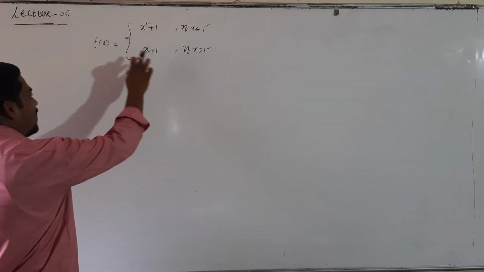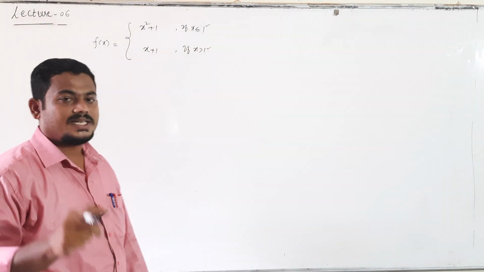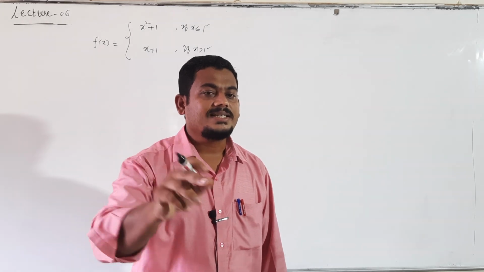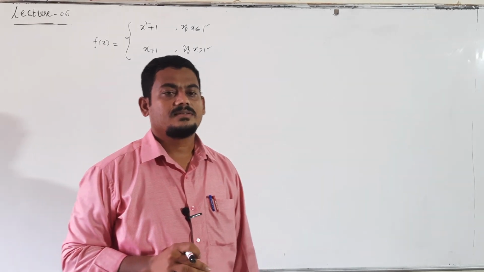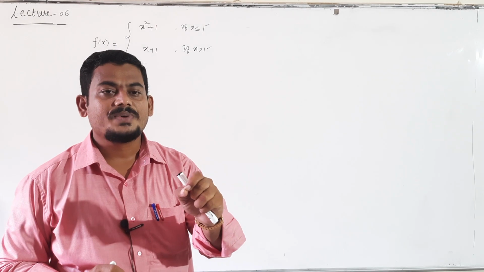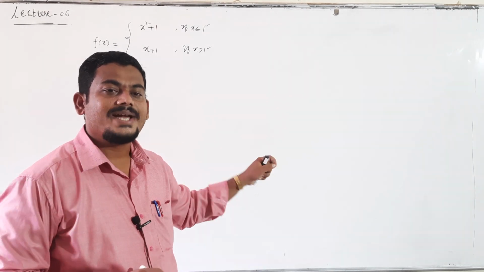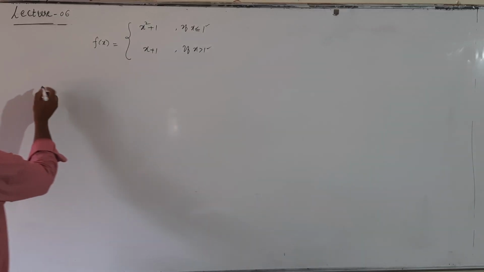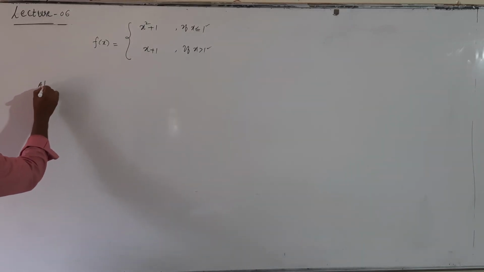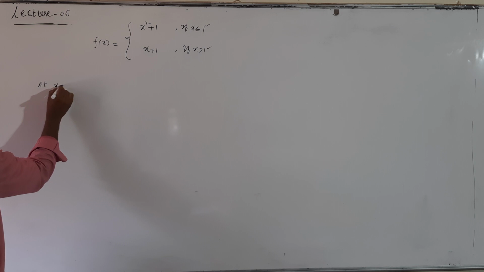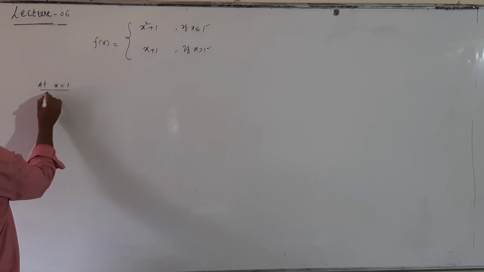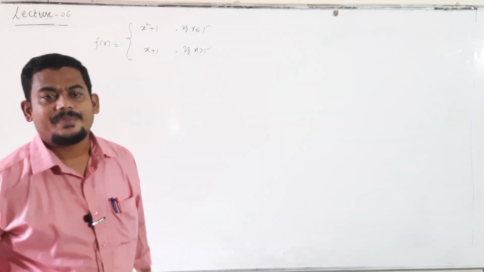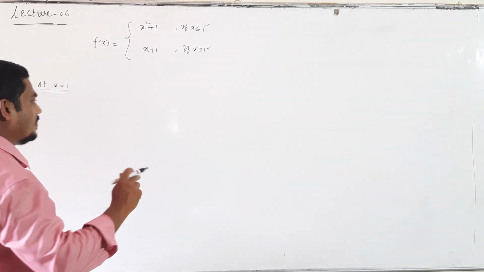Find all the points of discontinuity of the function. In other words, the question is check the continuity of the function. A particular point they have not given, so check at this point, same procedure only: left hand limit, right hand limit and functional value.